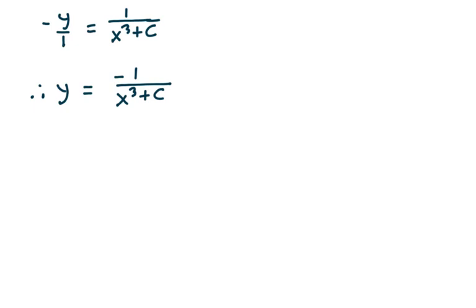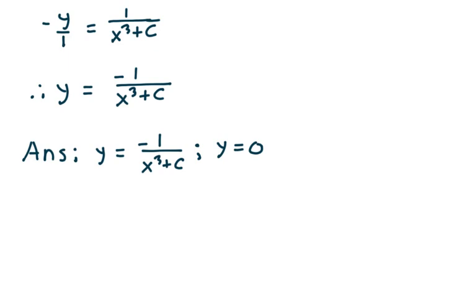Now, we're not exactly done yet. So the question is, what's the answer to question 1? Well, there's really two separate things here. We can have y equals negative 1 over x cubed plus c. That is true. But y equals 0 also works, and that needs to be included as well. Because if I take dy/dx, that is also 0. And so that is absolutely a solution to that differential equation as well.